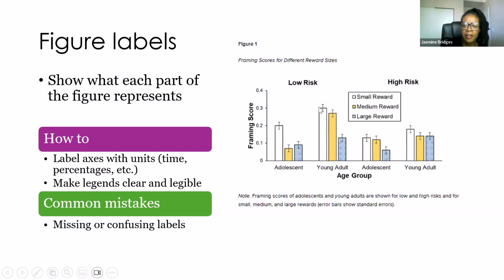Even though I haven't read this paper and I'm not really sure what a framing score is or what is necessarily being measured, I can still tell from the title and from these labels a general idea of what's being measured and who is in the study. So here, we don't want to have missing or confusing labels, and that was the mistake that was made in this example.